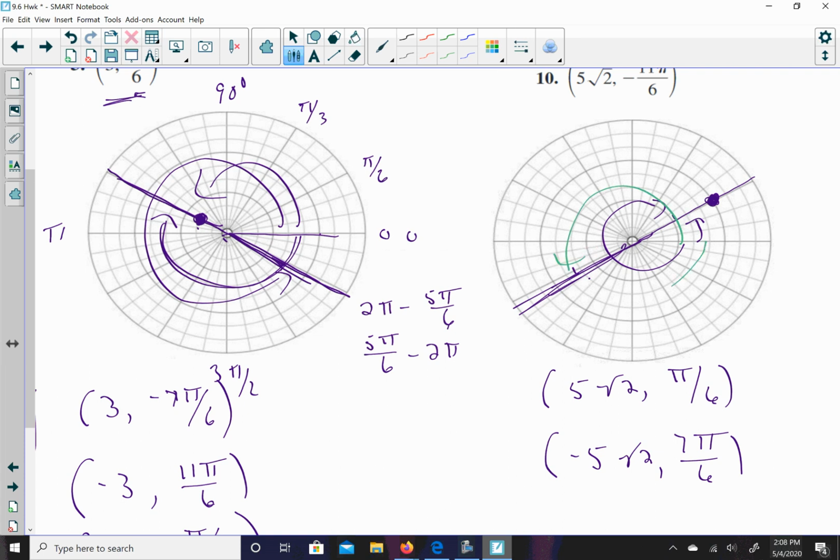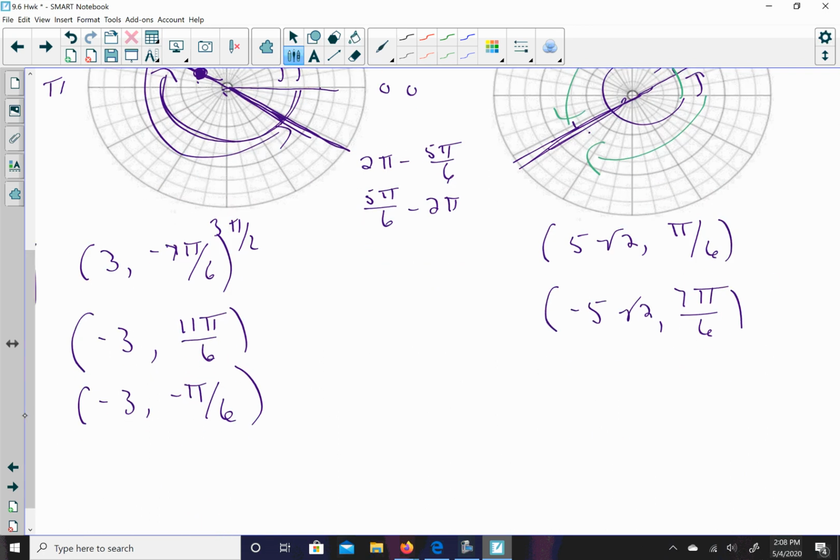Now if I want from here to here, I'm going to take that 7 pi over 6 and subtract 2 pi. So 7 pi over 6 minus 2 pi. And when I do that, I'm going to be negative 5 pi over 6. And then my radius, since I'm hopping over that origin, will be negative 5 square roots of 2. And those are all my representations of that one point. So polar coordinates is a little bit different than rectangular because I can have multiple representations to name the exact location.